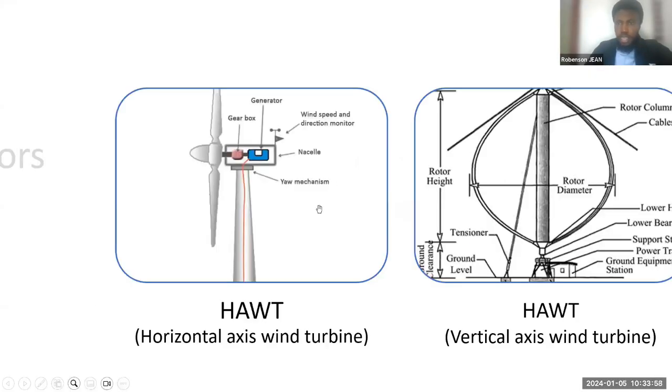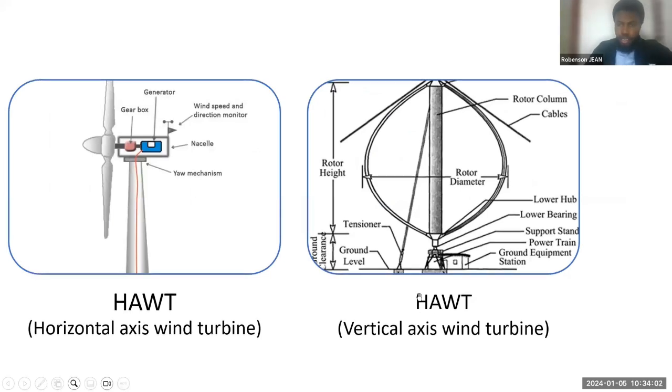And we also have the VAWT. In this case, the blades are rotating around a vertical axis. The axis or shaft of this wind turbine is in a vertical position, and the blades are rotating around it.